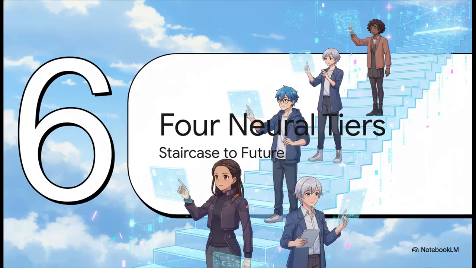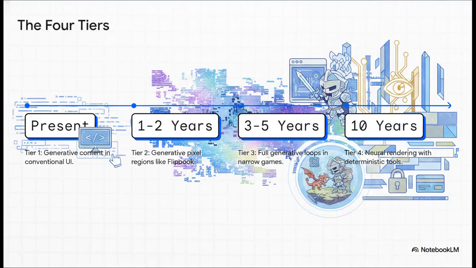Finally, Section 6, the 4 neural tiers. The staircase to the future. To contextualize all of these breakthroughs and bottlenecks, researchers don't view the path forward as a single leap, but rather as a practical staircase spanning the next decade. We're currently scaling these 4 neural tiers. Tier 1 is exactly where we are today. AI might write the HTML, but your conventional browser still renders it.